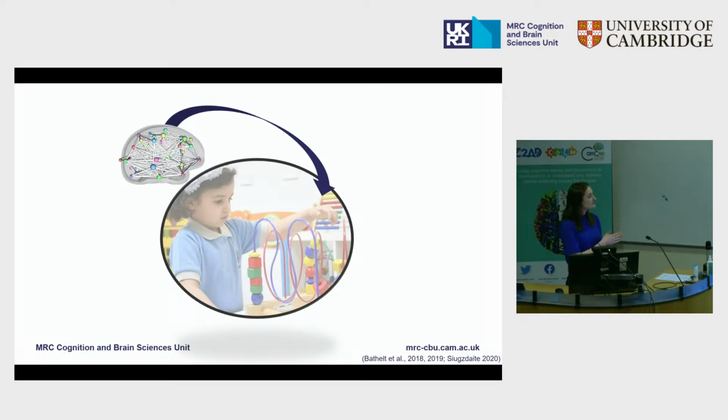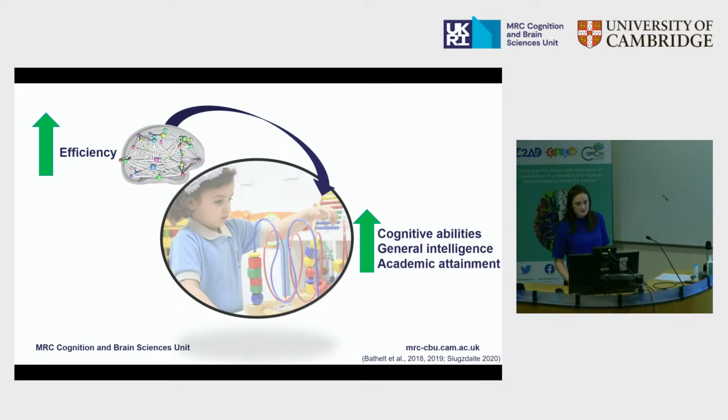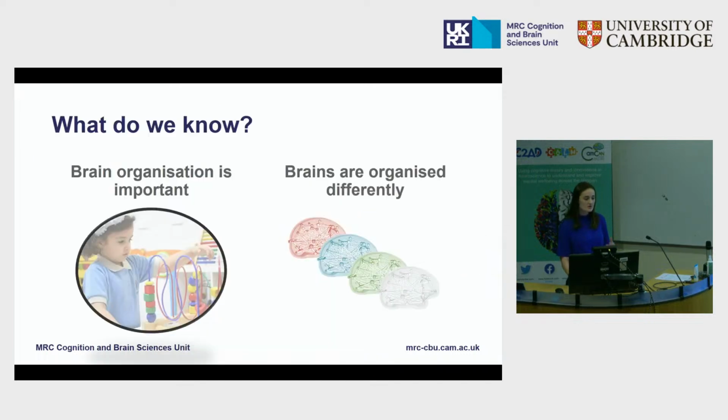And so from some research that was conducted here at the CBU, people have found that in children, those who display higher efficiency networks compared to their peers also typically display higher cognitive abilities, higher general intelligence, and better academic attainment. And so from this kind of research, we know that brain organization is important and it's related to cognitive and behavioral outcomes.